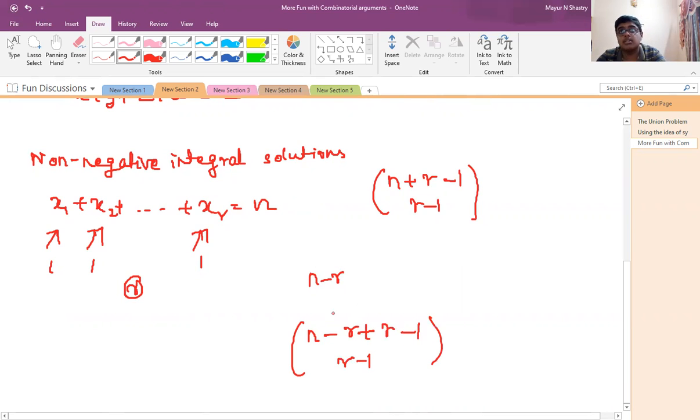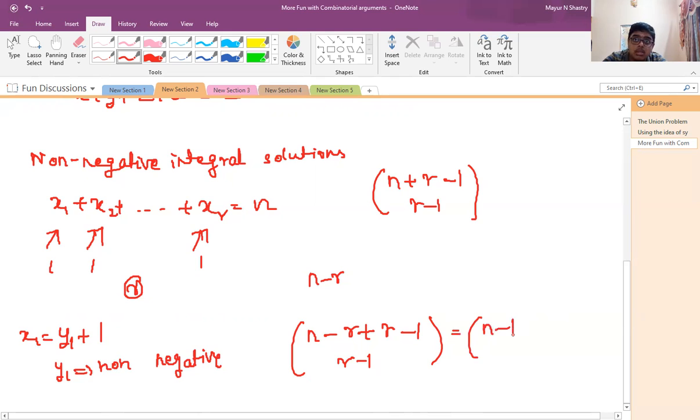This is just an idea. This is not a mathematical proof. Of course, there is a mathematical proof, and maybe you can try it yourself. A hint is that you can choose x1 to be some y1 plus 1. Then if x1 is positive, we would have y1 non-negative. That's the key idea. I just gave an intuition as to why this is true. So this becomes n minus 1 choose r minus 1.